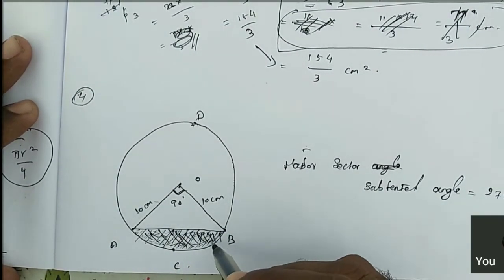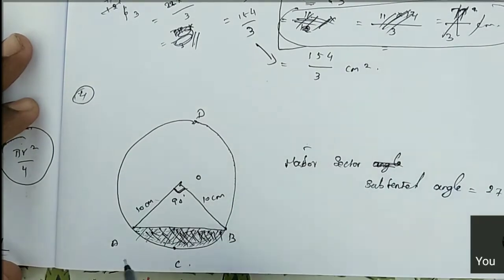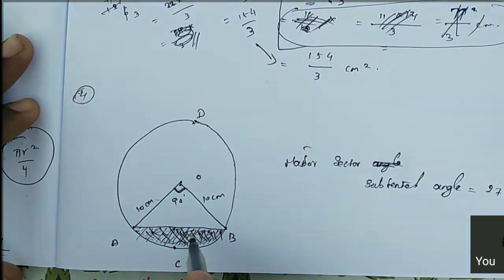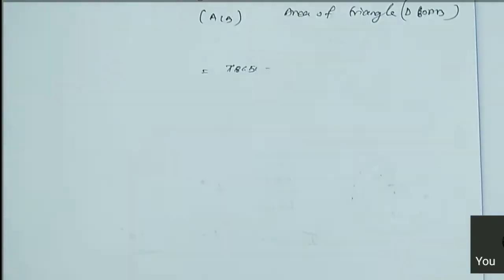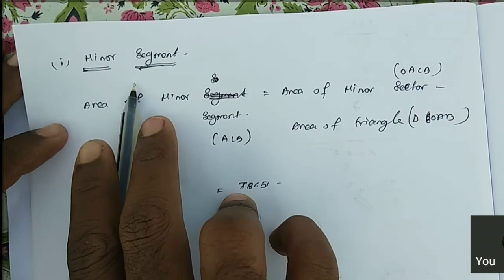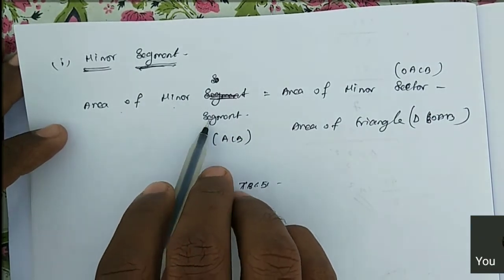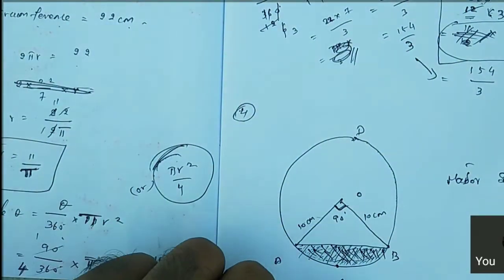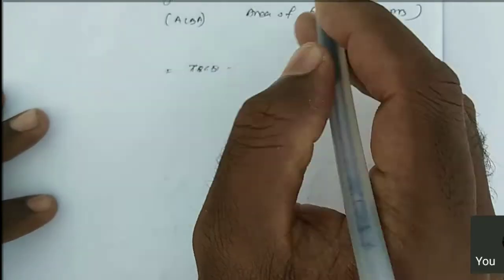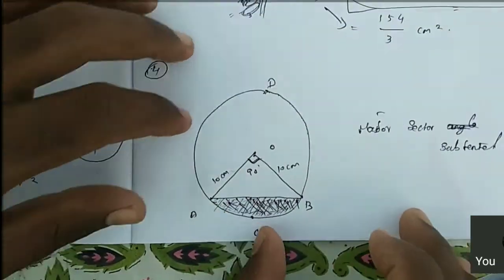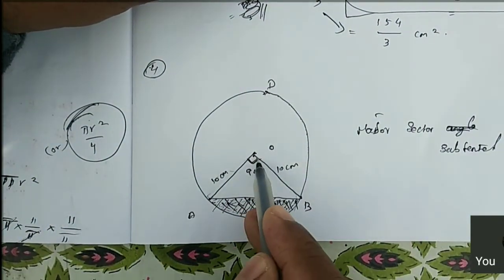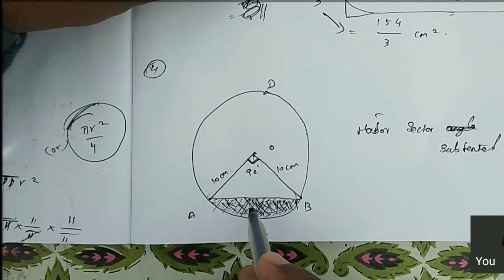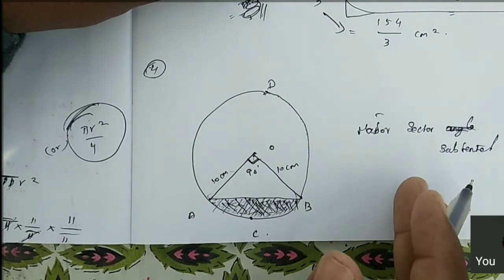This area is called the minor segment. So we can find the minor segment area. First one, minor segment is equal to area ACPA. Listen, we want to find this area, so we can find the area of a sector, then subtract the area of a triangle, and we will get the remaining area, that is the area of a segment.